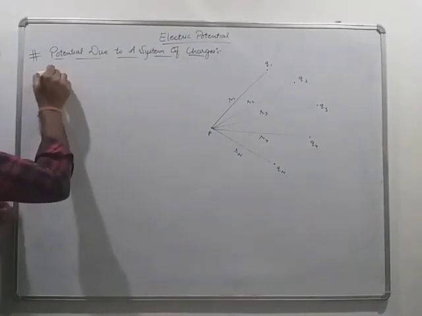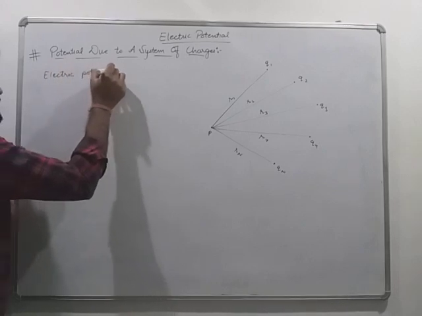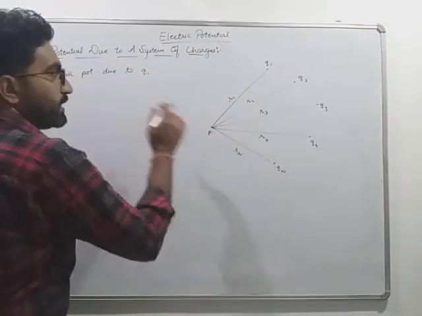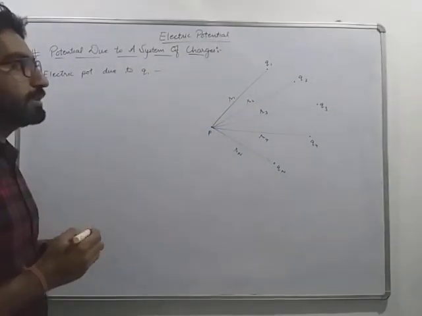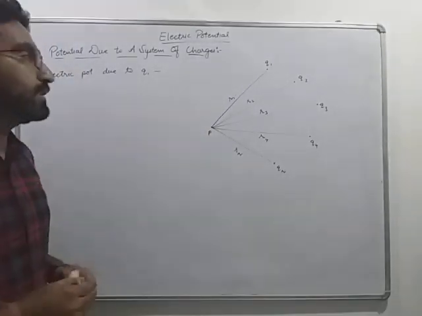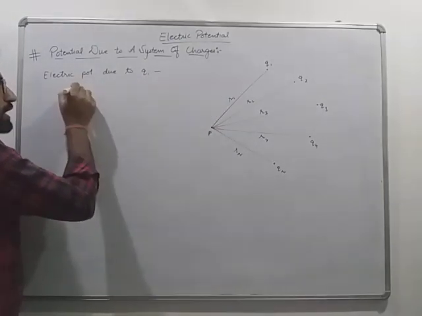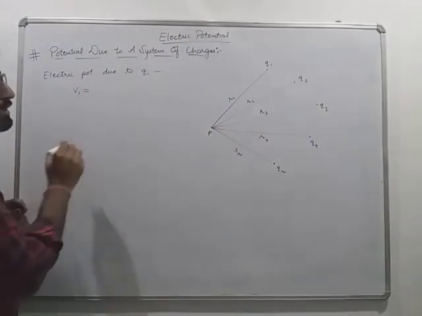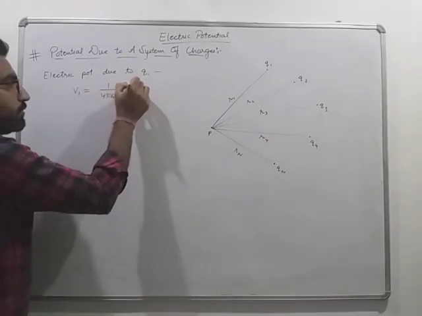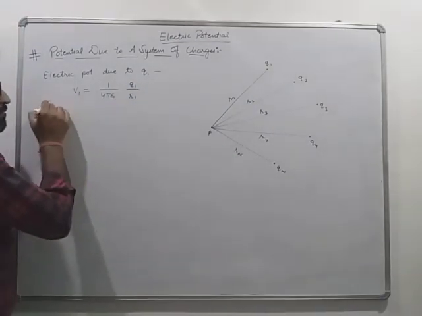Firstly, we will write the electric potential due to Q1. Due to Q1, the electric potential at point P, we will write the expression as we have studied, that electric potential due to a point charge. It will be equal to the electric potential at point P due to Q1. I am designating this by V1, and it will be equal to 1 by 4 pi epsilon naught Q1 divided by R1.